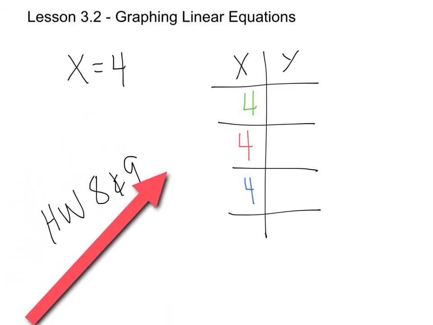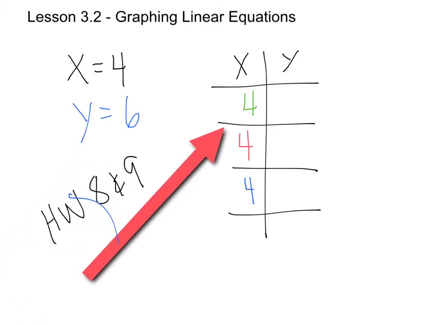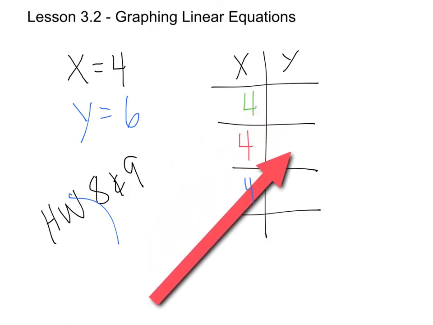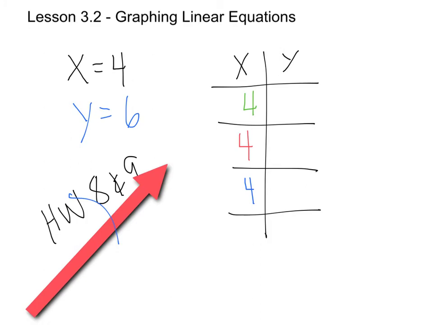Let's say, for instance, just for the sake of saying it, let's say the problem was y equals 6. Now it's not. I don't want you to get confused here. But let's just say it was y equals 6. Then we would make all of these y's 6. Okay? So that's what we would do here. So I'm going to mark this out so we don't get confused. So forget that's even there. And let's finish this problem up.